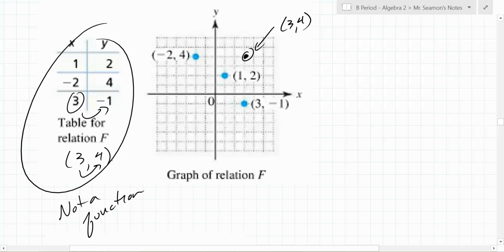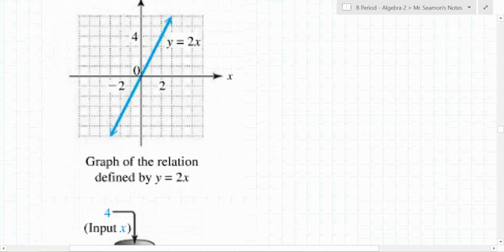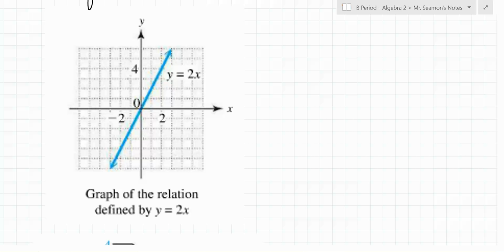There's a visual test, though. What do you notice? So which two points are the problem? These two points are the problem, right? What do you notice about when you look at the graph? They're in the same vertical line. So can you have points on the same vertical line? No, you can't. Is that a function, y equals 2x? Absolutely. It absolutely is.